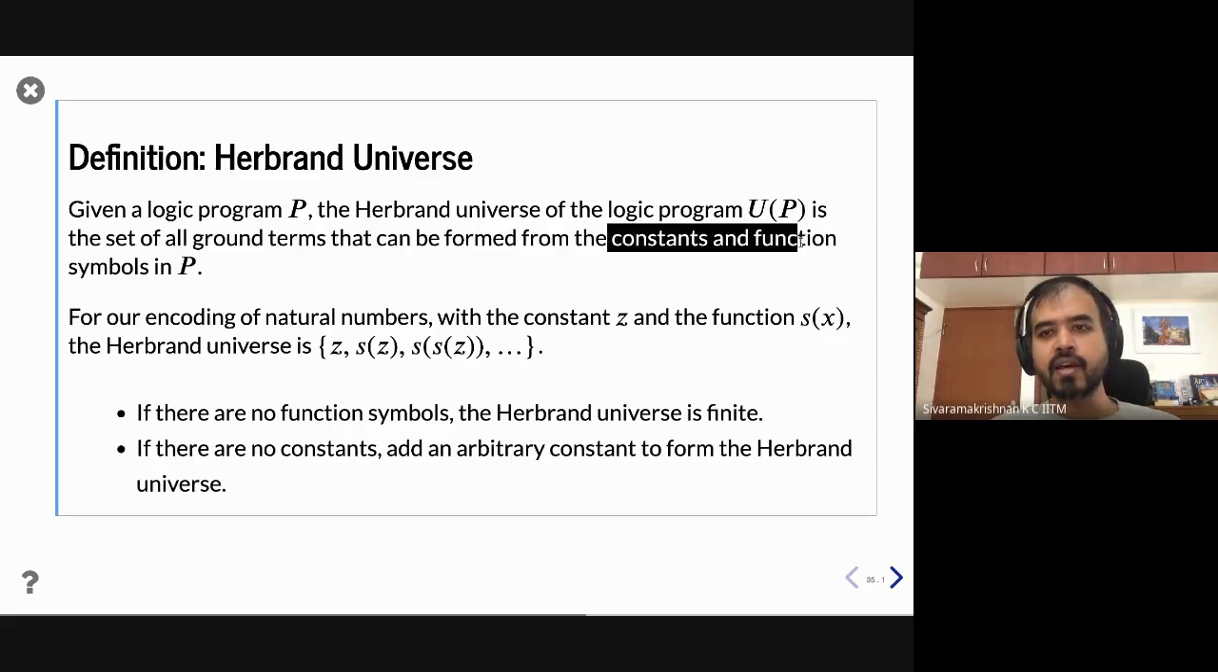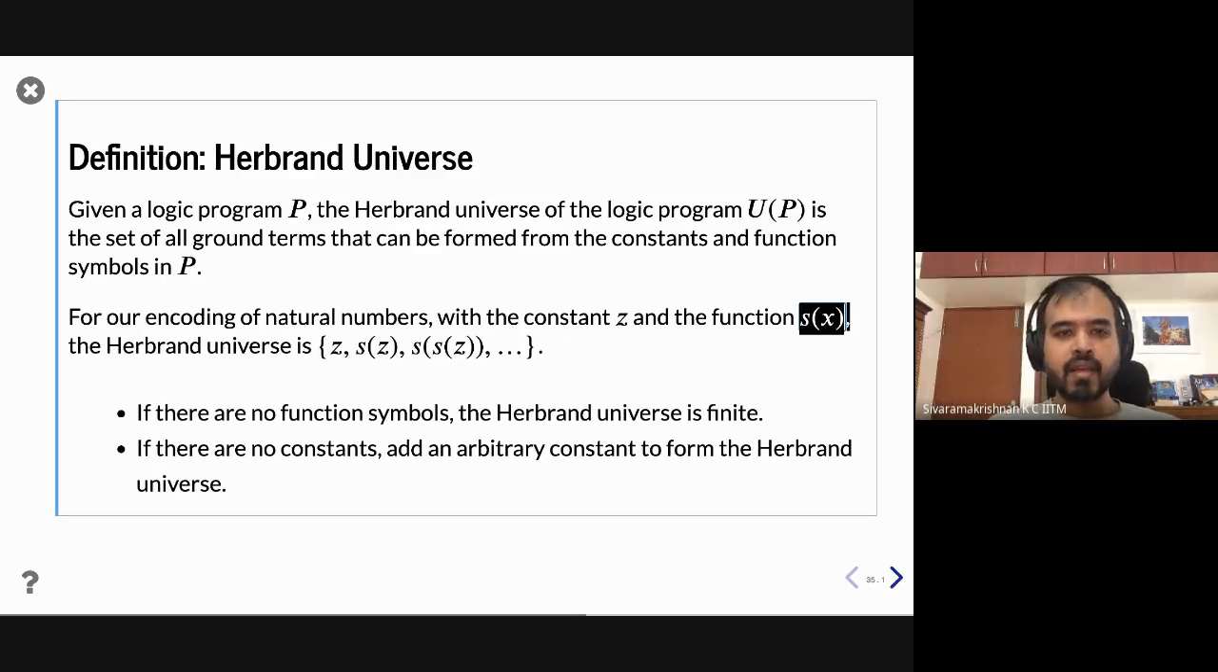So ignore the predicates, but this is the set of all ground terms that you can form with just the constants and functions, right? So what is a concrete example? In our encoding of natural numbers, we had a single constant z, and then we had a function which is s of x, right? And the Herbrand universe for this particular logic program is z, s(z), s(s(z)), s(s(s(z))), and so on. So this is just the set of all ground terms that you can construct with the constant and the function symbols.